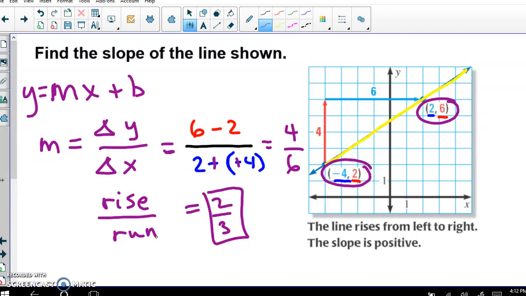So that means if on my graph, if I start at this point, I should be able to rise 2 and run 1, 2, 3, and end up right back on my line. From here I can rise 2 and run 1, 2, 3, and I'm right back on my line. Rise 2, run 3. And I'll continue to find points on my line. Let's check out another example.